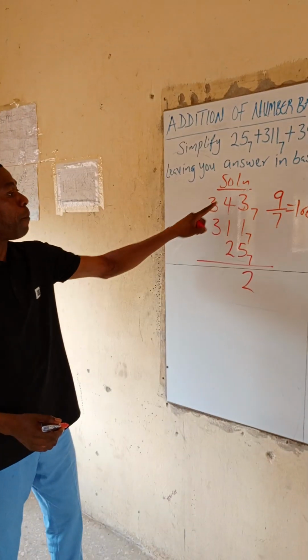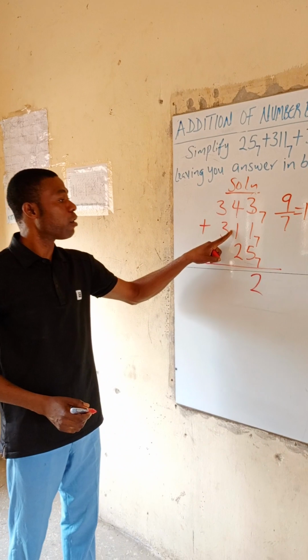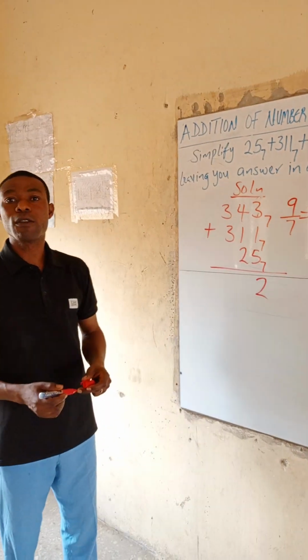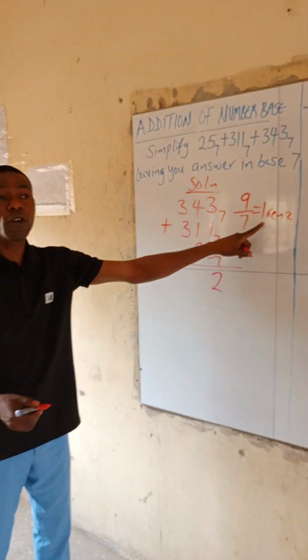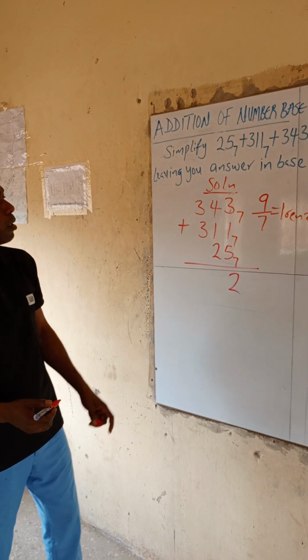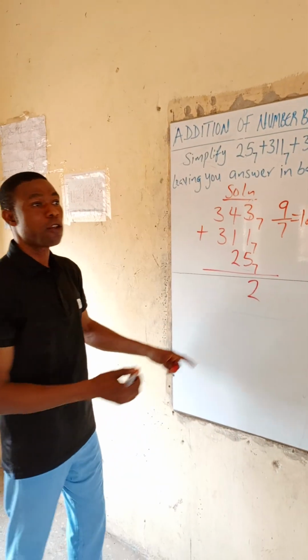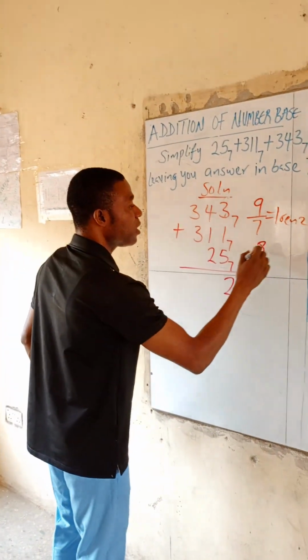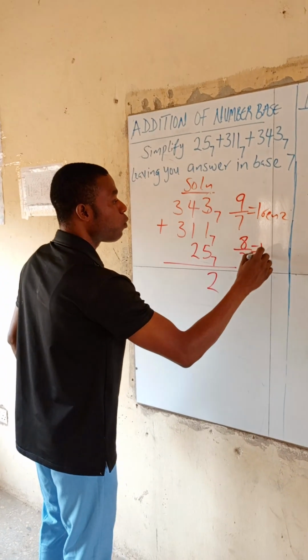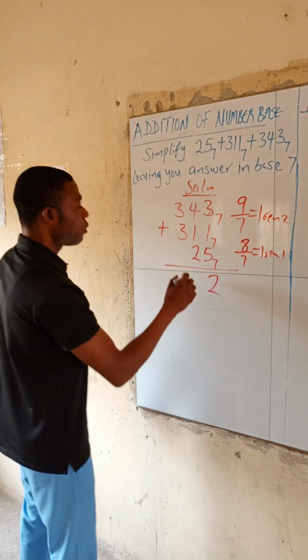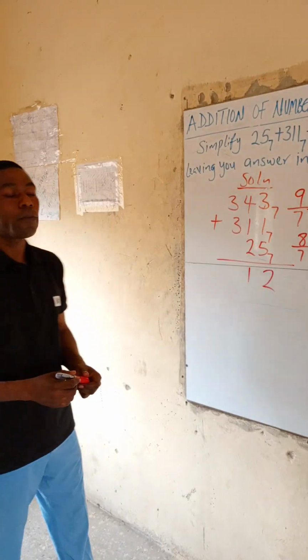Then here we have 4 plus 1 giving us 5. 5 plus 2 is 7. 7 plus the 1 you kept, having 8. But 8 is more than the base. So we'll now be having 8 divided by 7, which is 1 remainder 1. So we write 1, and keep 1.